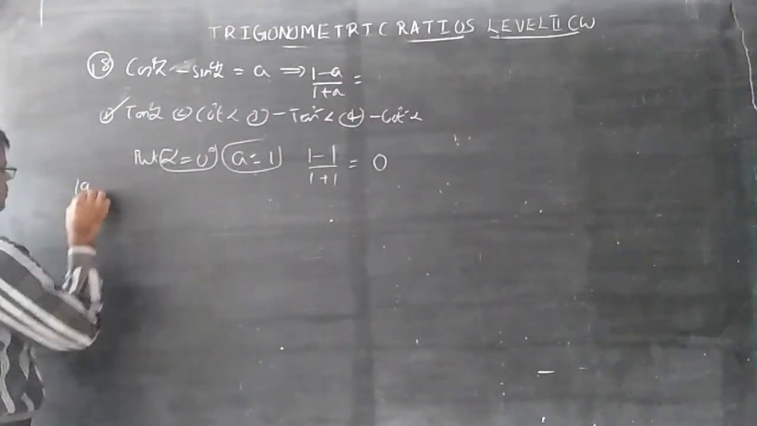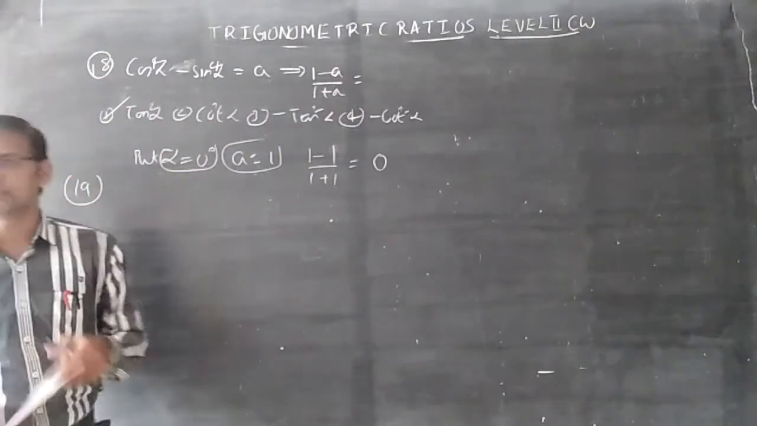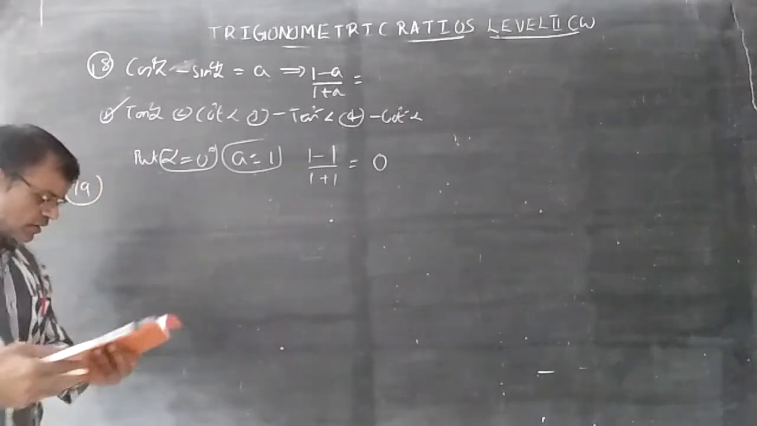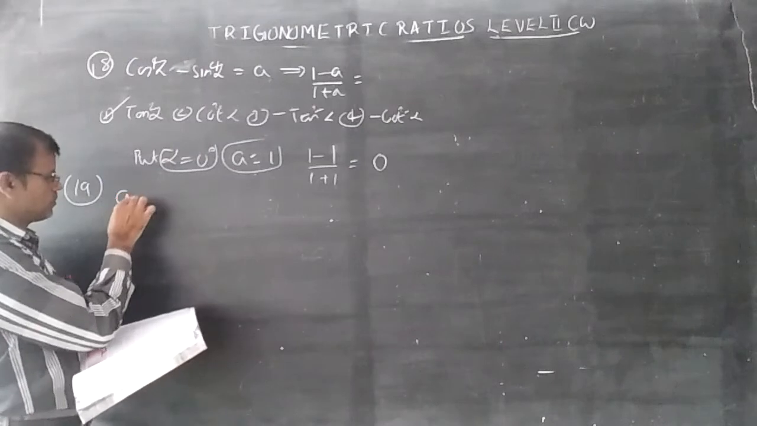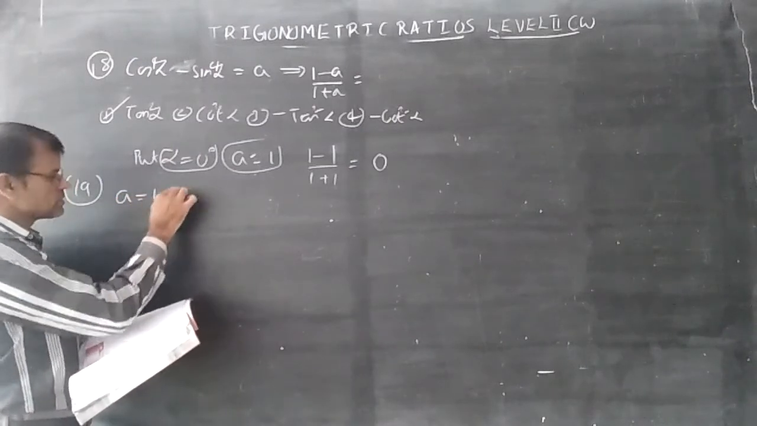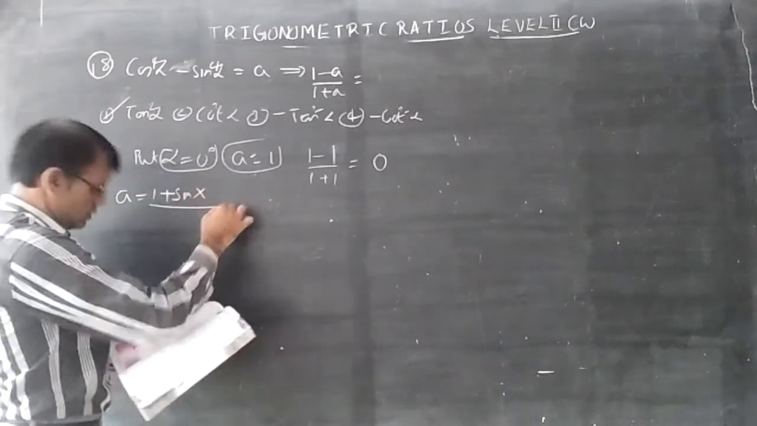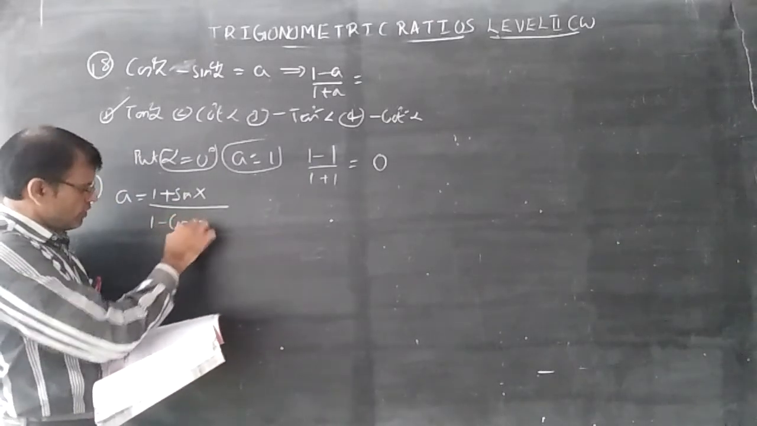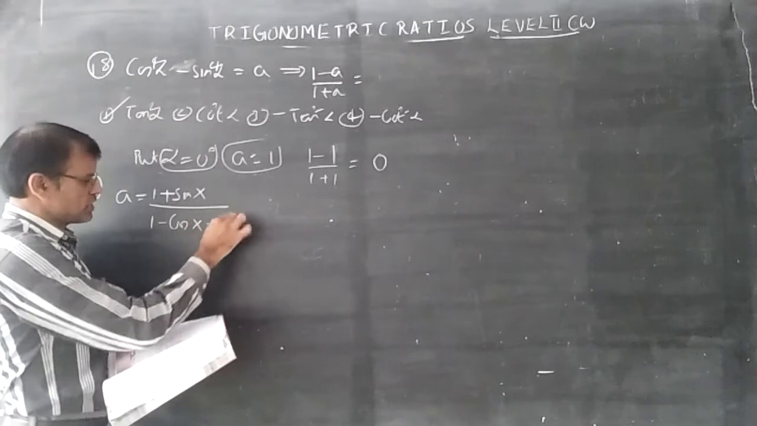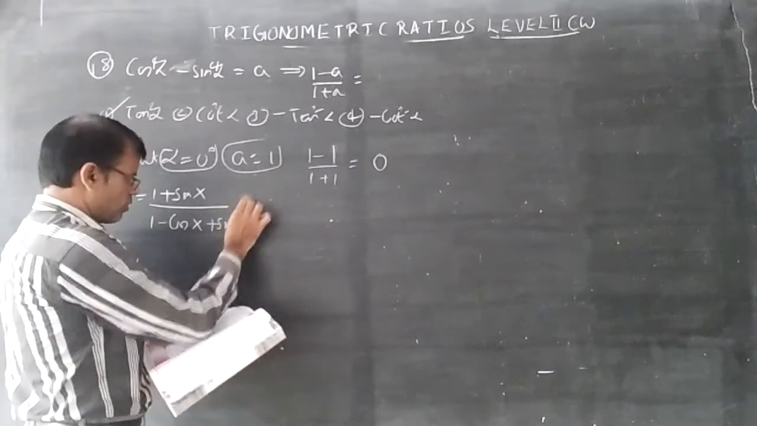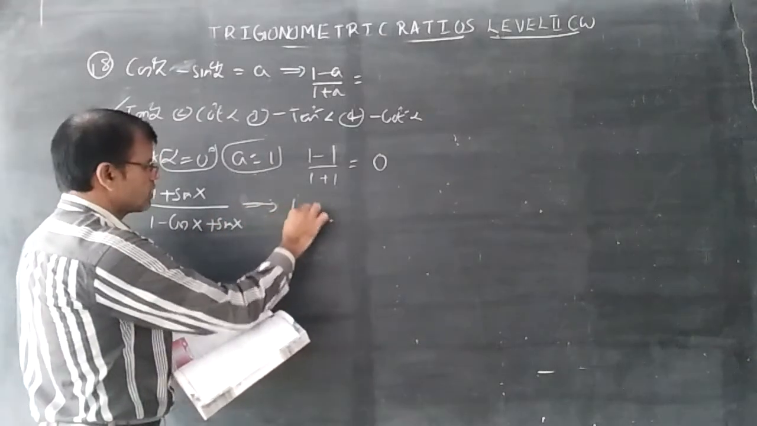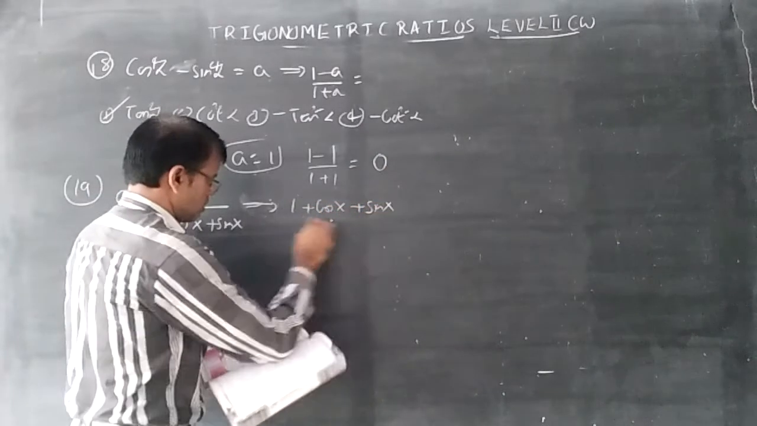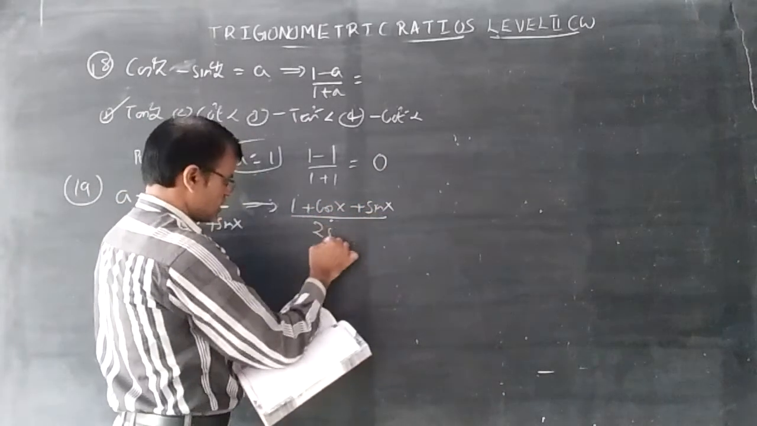19th one. For you, 16. A is equal to (1 plus sin x) by (1 minus cos x plus sin x). That implies you should calculate the value of (1 plus cos x plus sin x) by 2 sin x.